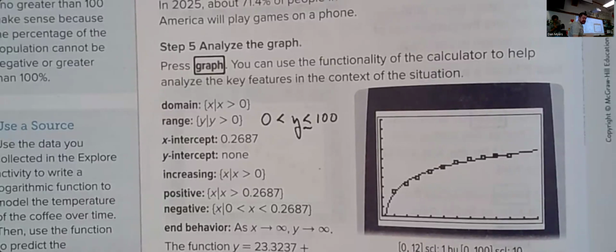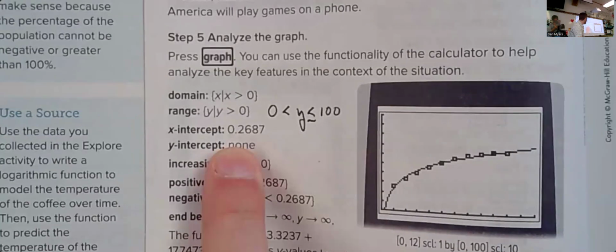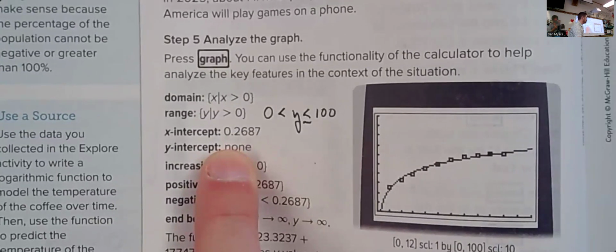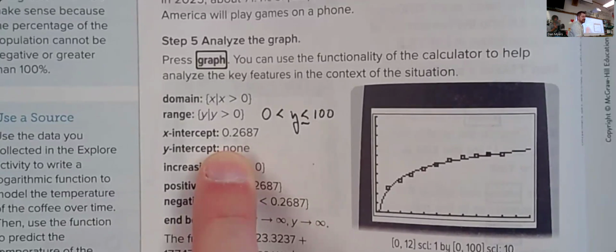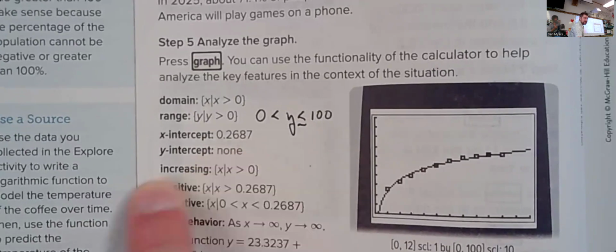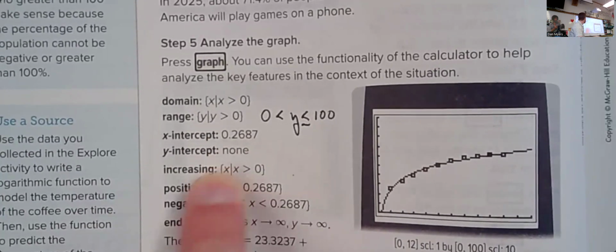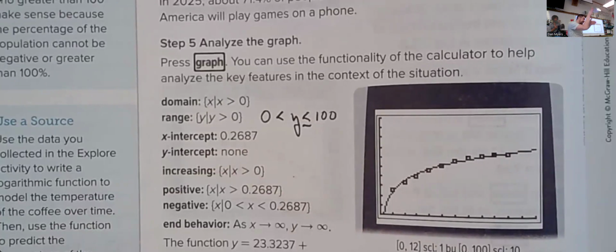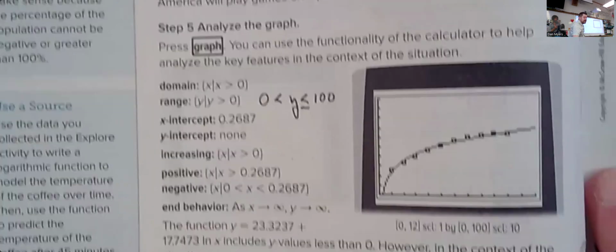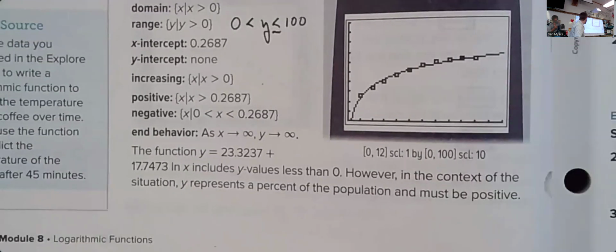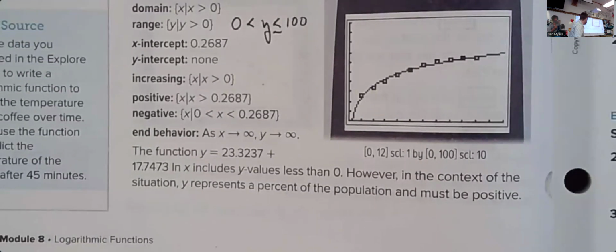We have an x-intercept here. We could figure that out just doing a calculation. Remember, if you go to your calculation menu and then go to 0, that will tell you where it crosses the x-axis, which is at about 0.2687. There is no y-intercept because it'll never cross the y-axis. It'll get infinitely close to it, but it'll never actually cross it. The graph is increasing when x is greater than 0. Okay.